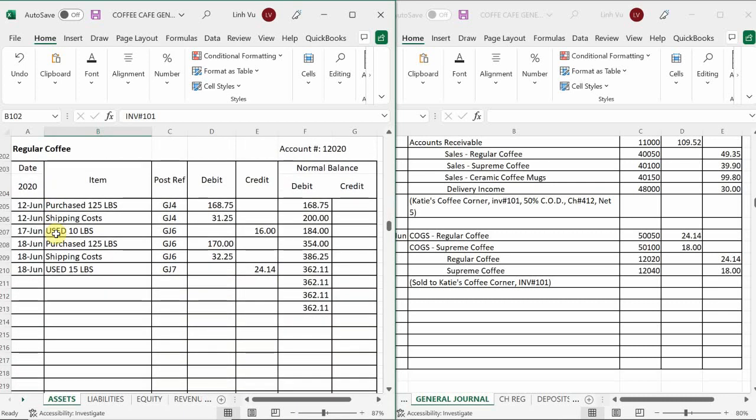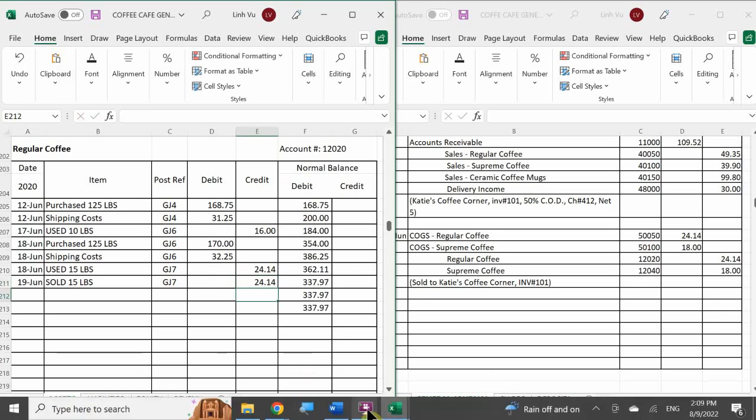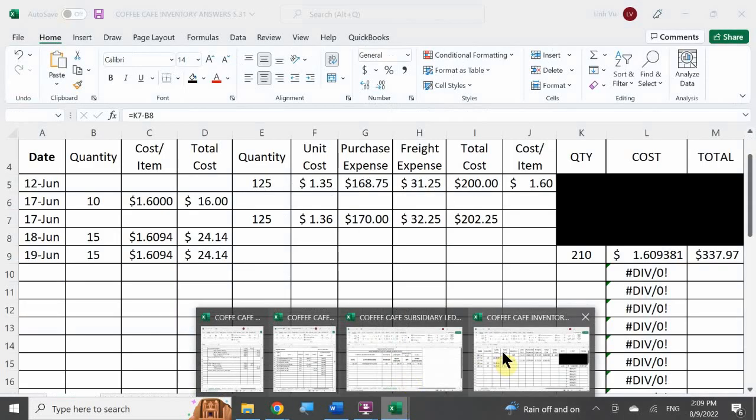Here we are, inventory for my regular coffee. So it's sales to Katie's Cafe, or sold 15 pounds. Okay. And then the same 24.14 on the credit side. Yes. So how much did you have left? 339.97. Good. And does that match your inventory worksheet? Yes, it does.